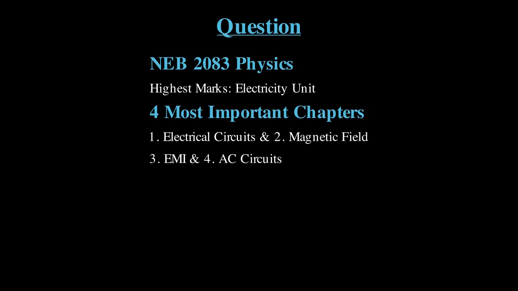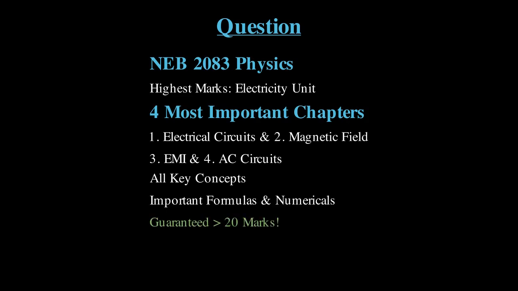alternating currents. For each chapter, we'll cover all the key concepts, list every single formula you need to memorize, and solve important NEB past paper numericals. Stay focused, because mastering these chapters can help you secure over 20 marks in your final exam.